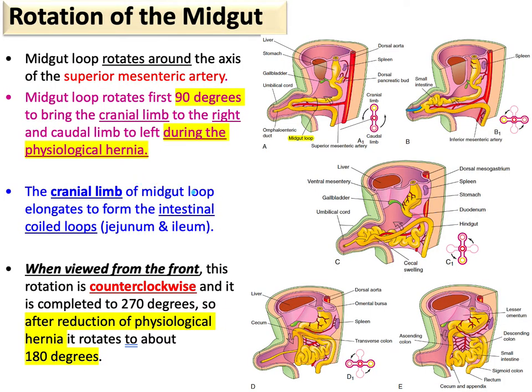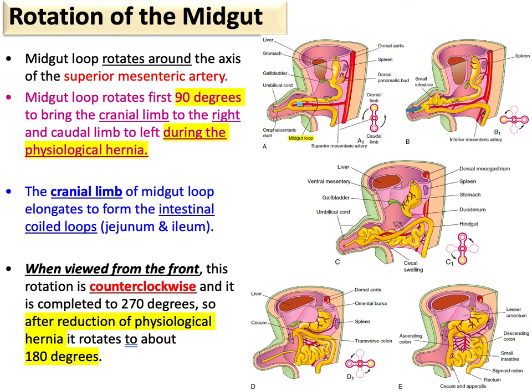So, you remember the first stage in the development of the midgut is the proliferation of the midgut to form the primary intestinal loop. That's because of rapid proliferation and because of the large size of the growing liver and kidneys, and because of the small abdominal cavity. So we mentioned in the first stage that there is a physiological herniation outside in the umbilical cord. That's great. So the second stage is the start of the rotation.